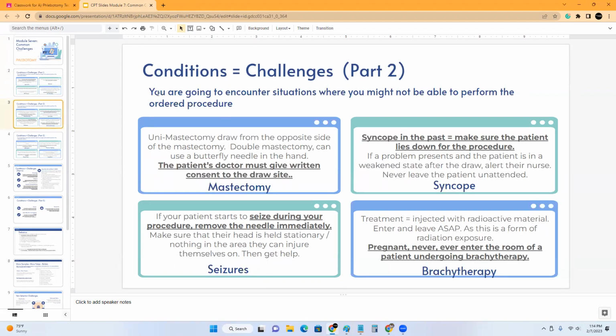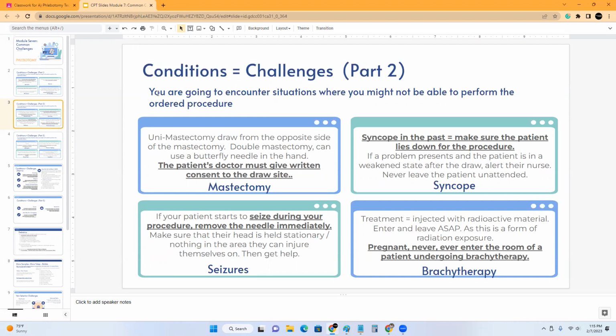Mastectomy patients. So these are patients that have had breast cancer either on one side or both sides. You must have a doctor's written permission to draw from the side of a mastectomy. So if they had a mastectomy or a breast removal on the left side, you want to draw from their right side. If they've had a double mastectomy where both breasts are removed, you want to have the doctor's written consent to say that you can draw from either the left or right side during that double mastectomy.